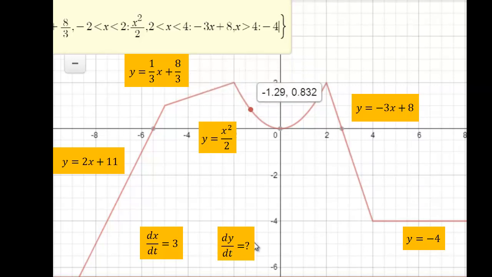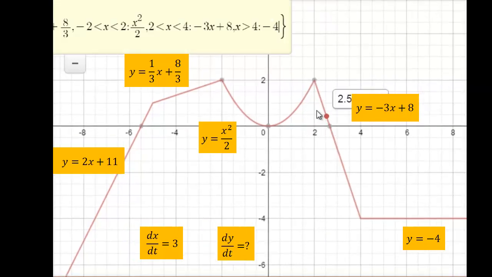As we come along here, of course, we've got a curve. We'll come back to that. In this chunk, if dx/dt is 3, what is dy/dt? If you look up here, you can see that from 2 to 4, this function is -3x. So if dx/dt is 3, what is dy/dt? In the time it takes x to go 3, y changes by 9. So dy/dt is -9. And over here, very simple. If dx/dt is 3, what is dy/dt? Well, of course, it's 0.